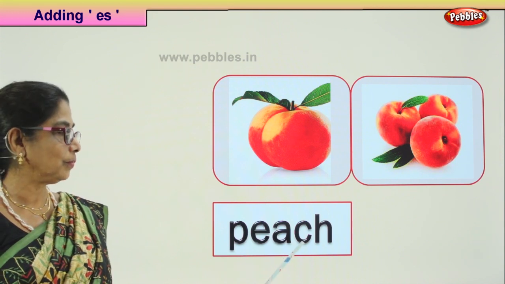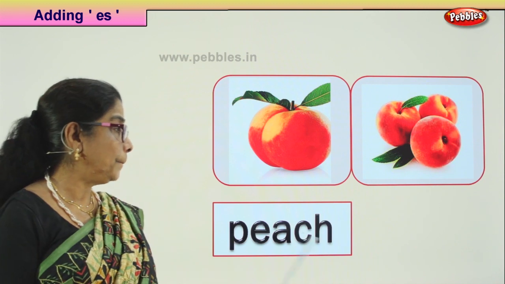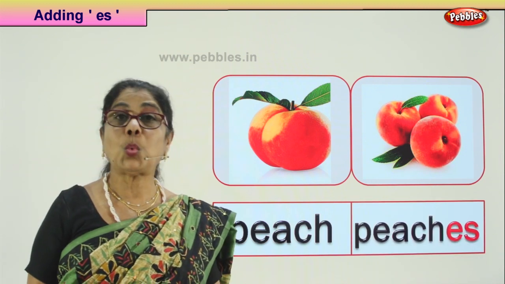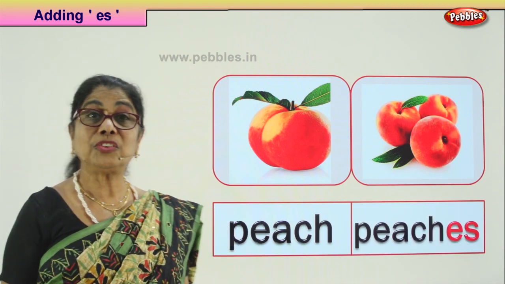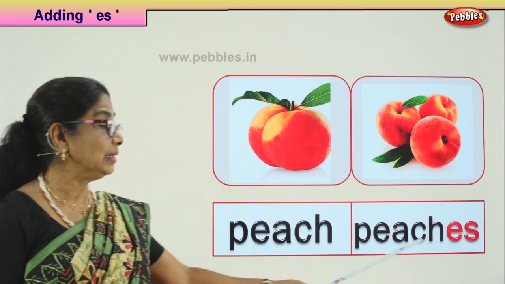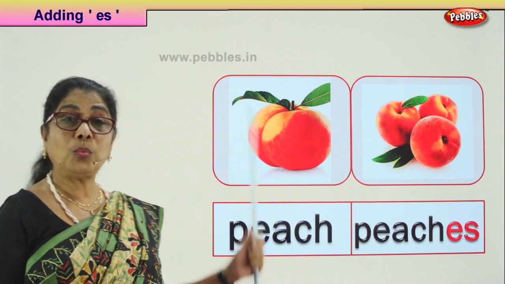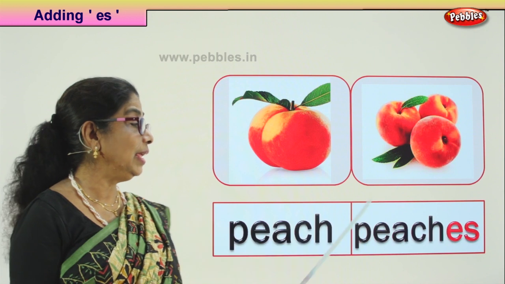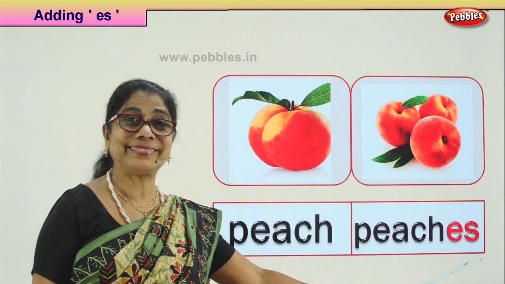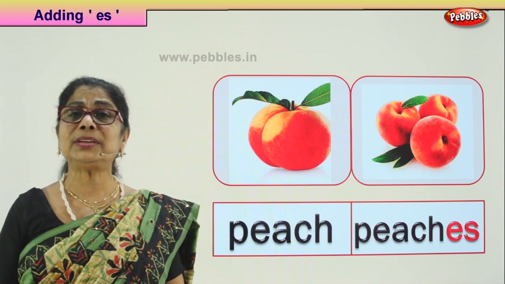One peach. And here you have three peaches. One peach, three peaches. You add es to the singular to form the plural. One peach, three peaches. Good. Let's look at another picture.